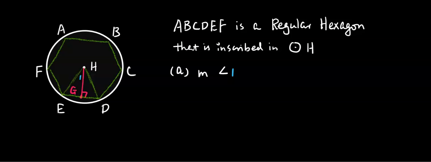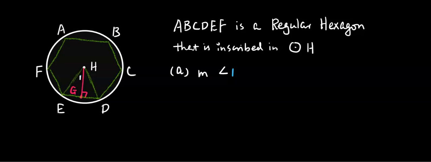Welcome to the chapter on area of a regular polygon. We have two jobs. Item A says, let's find the measure of angle 1. Angle 1 is right here. It is given to us.